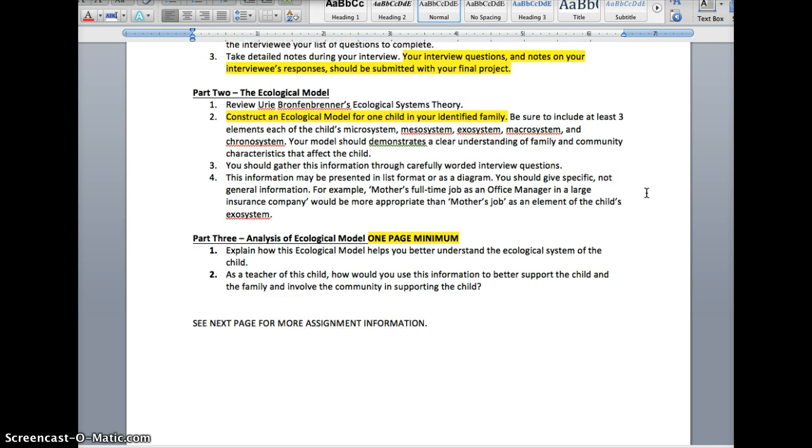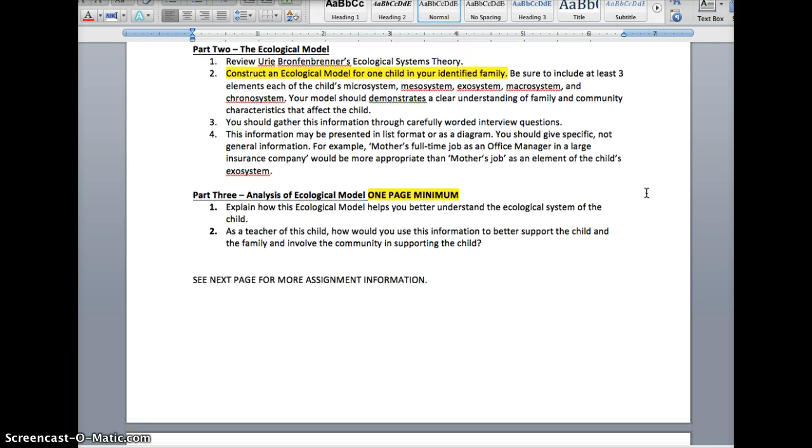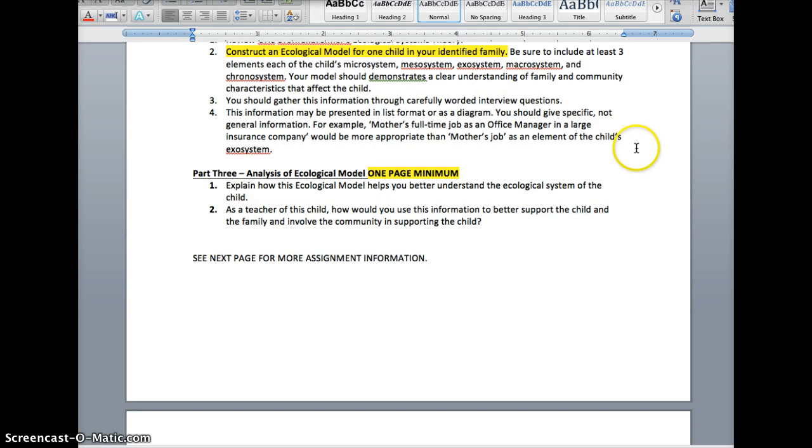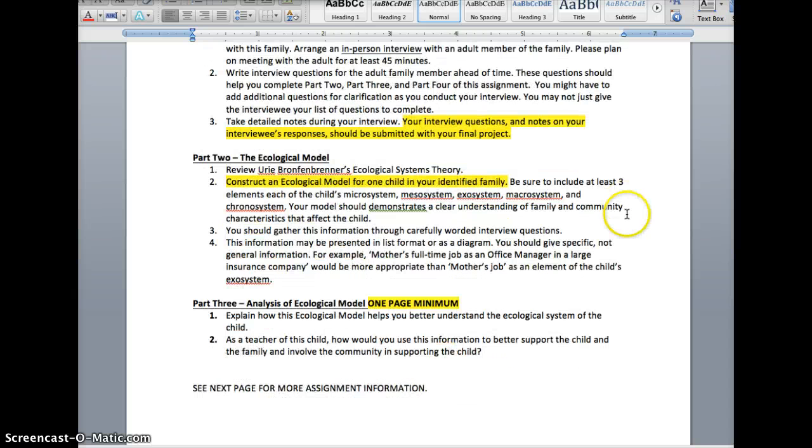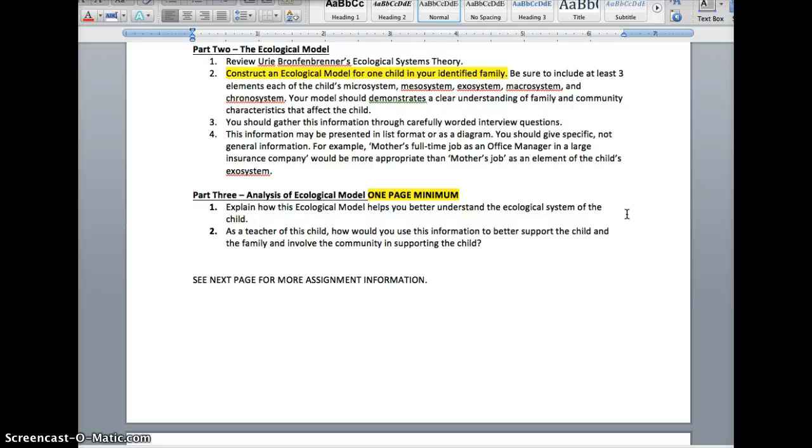And then you can read some more detail. That's pretty much what I said there. So part 1, interview notes. Part 2, ecological model. Part 3 is an analysis of your model. This is a 1-page typed minimum. You may have 2 or 3 pages about this. 1 is the very minimum.